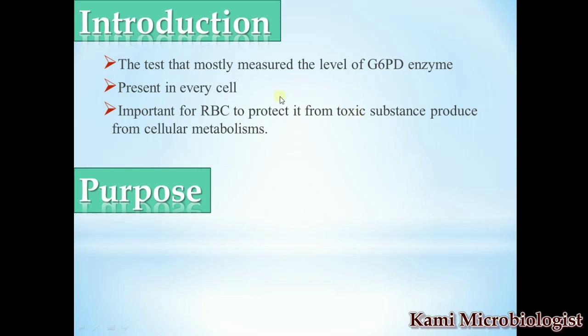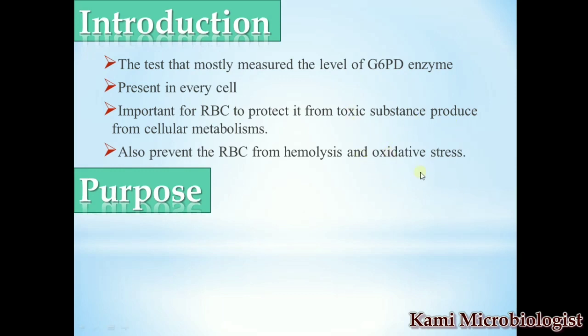So due to this, toxic substances will be produced. But remember, if there is the glucose 6-phosphate enzyme within the RBC, what happens? It will be protected from the toxic substances. It also prevents the RBC from hemolysis as well as oxidative stress. Oxidative stress means the imbalance between the oxygen and the free radical compounds, and if there is imbalance, it will cause the rupture of the RBC. But if there is a glucose 6-phosphate enzyme as well, the RBC will be protected from lysis.